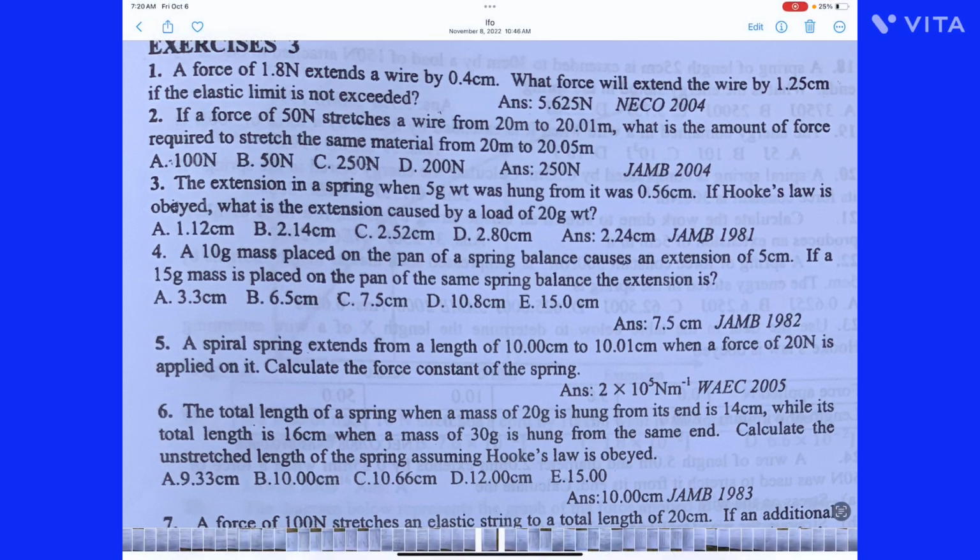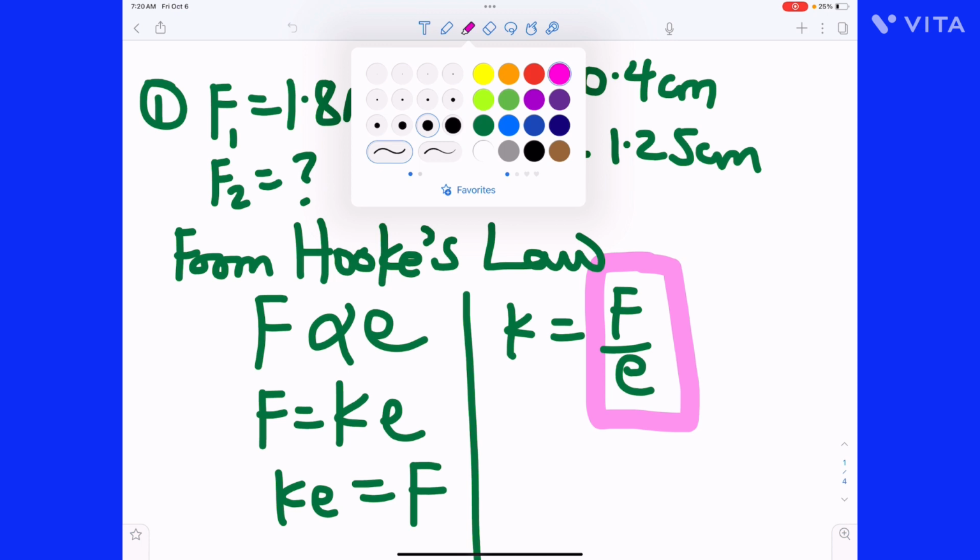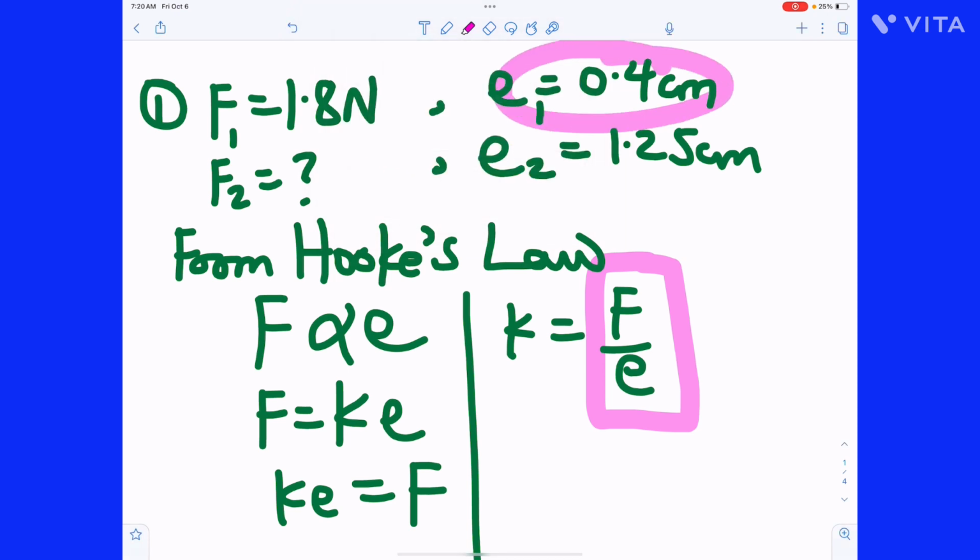So what that means is simple. Our F1 is 1.8 newtons and our first extension produced by that first force is 0.4 centimeters. The questioner says, what force will produce an extension of 1.25 centimeters in the same elastic material?